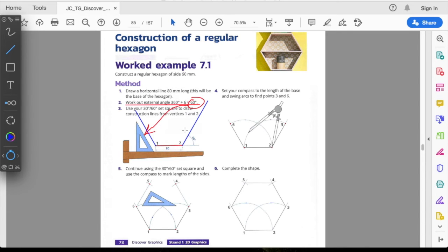Now the next thing that you do once you've done that, so a line across the bottom, then up at your 60 degrees and up at your 60 degrees. The length doesn't matter for construction. Then we're going to come over to this one here.